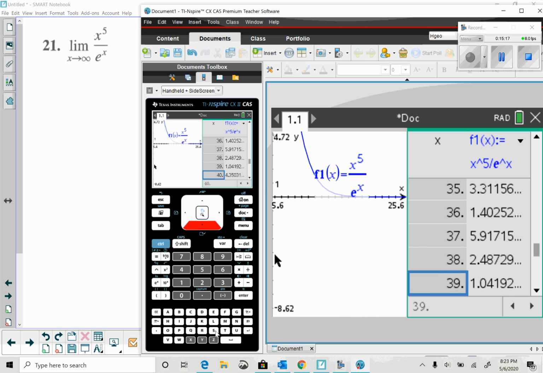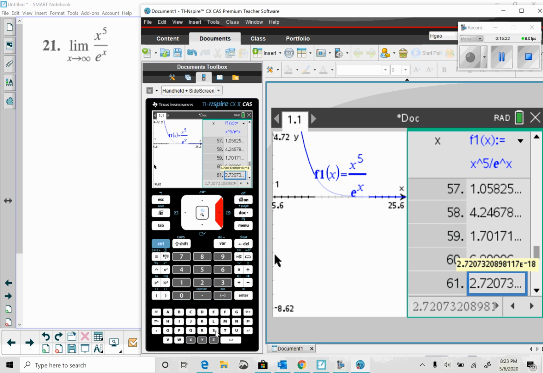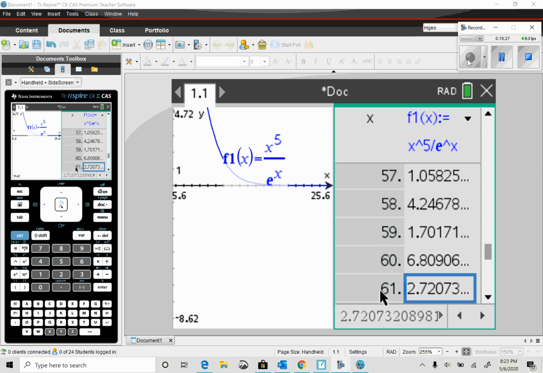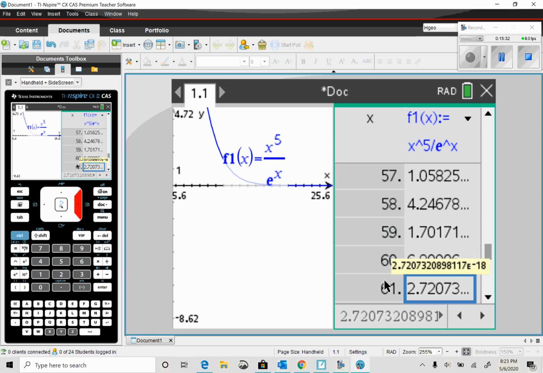And where are we headed this time? Well, wait a minute. Those numbers are all over the place. No, realize here, I'm sorry. If you take any particular value, use the right arrow to go over to the next column. That's not telling you it's 61, it's 2.72037. It's not wide enough to show the whole thing. That's 2.7073 times 10 to the negative 18th power.